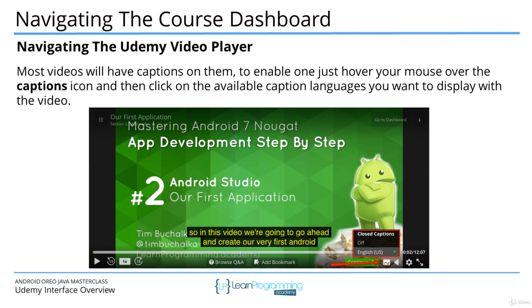Most videos will have captions for you. To enable one, just hover your mouse over the captions icon and then click on the available language that you want to display with the video. At the moment it's only English, but it is quite useful to watch my videos with captions enabled to get the most out of them.